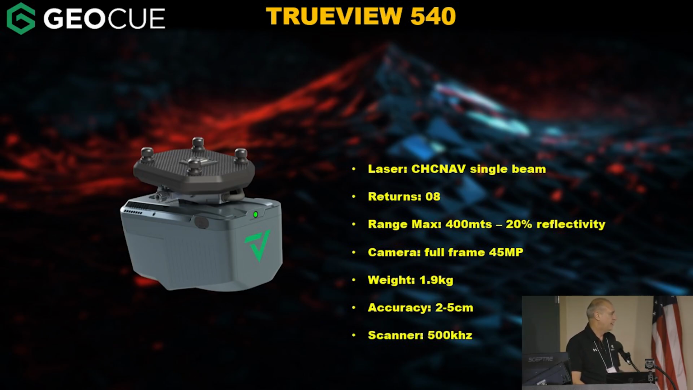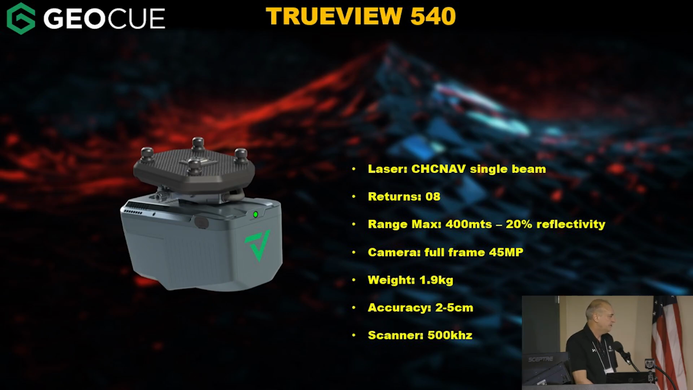Another difference is the camera. It uses just one camera, but it's a full frame camera. It's like you are flying with the LiDAR and a P1 together in the same system. So it's really good to have a very nice orthophoto as well. The weight is almost the same as the 535. Accuracy is very good as well, between 2 and 5 centimeters.